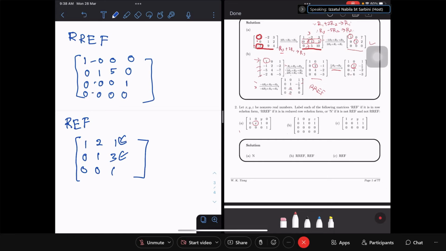For question B, this can be both, because RREF can also be considered REF. So this is a leading 1, so anything else in the same column is 0. So this is RREF. For C, this is a leading 1 and this is a leading 1, but the other value in the same column as the leading 1 is not zeroed out, so this is REF. Okay.